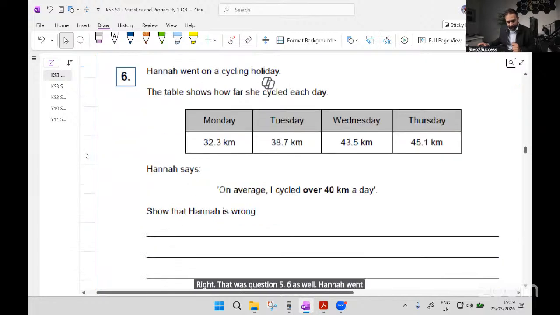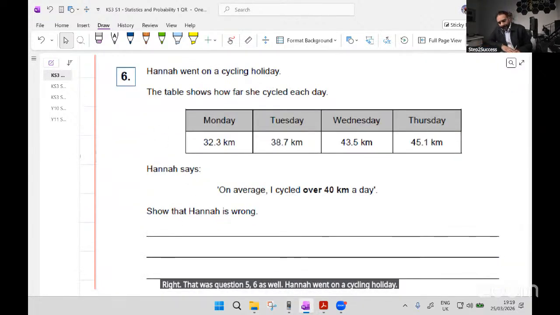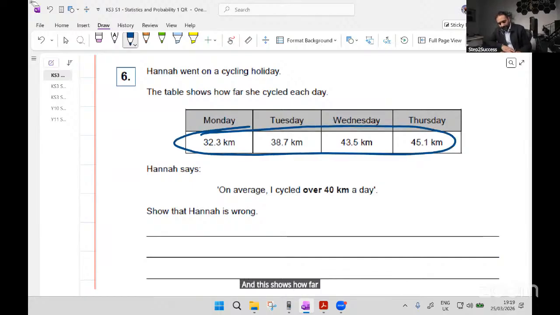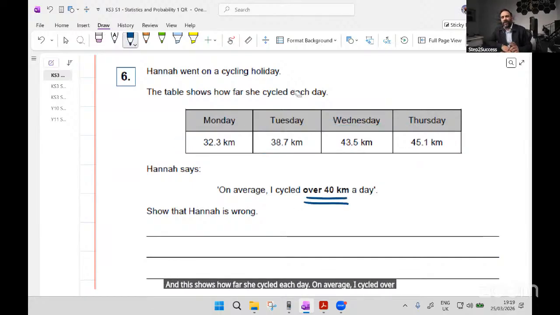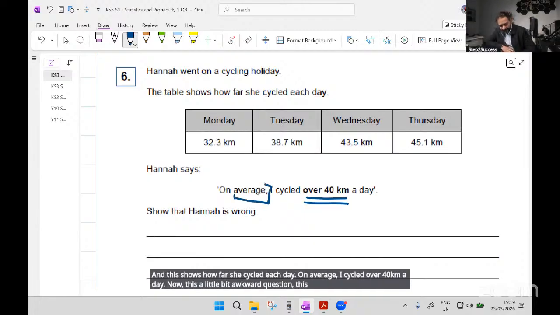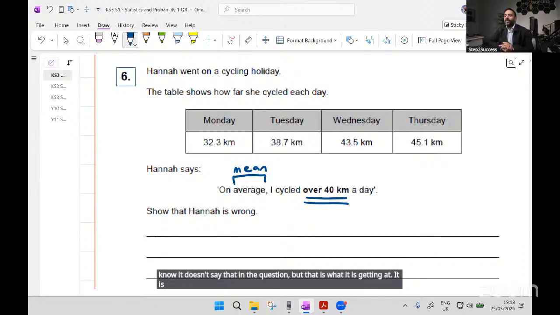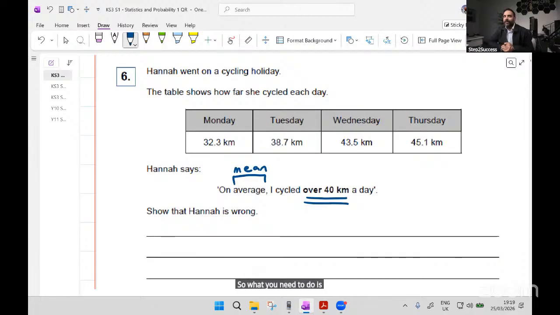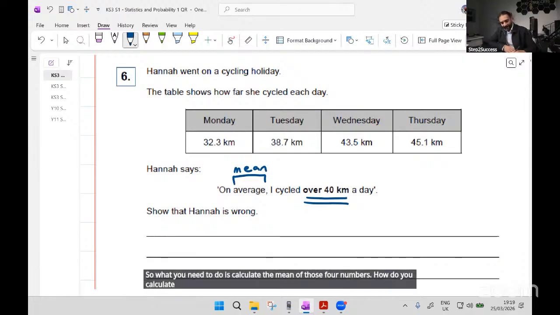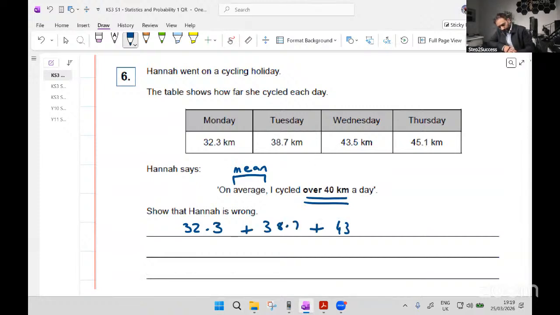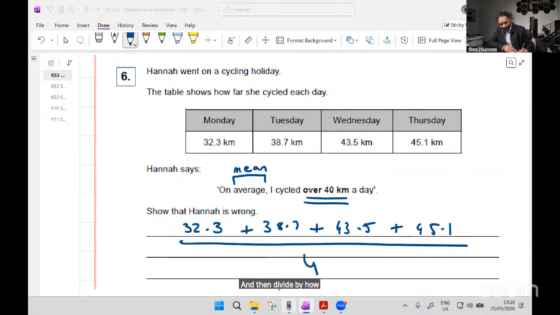Question 6 as well. Hannah went on a cycling holiday, and this shows how far she cycled each day. On average, she cycled over 40 kilometers a day. This is a little bit awkward of a question, because when this person says average, what they are referring to is the mean, which I know it doesn't say in the question, but that is what it is getting at. So what you need to do is calculate the mean of those four numbers. How do you calculate the mean? You add them all up and then divide by how many there are. Let's do that and use a calculator for it.